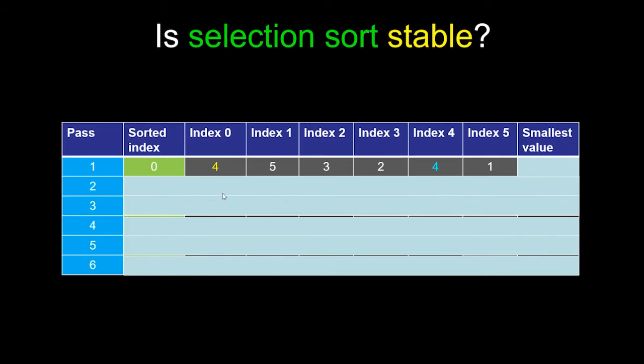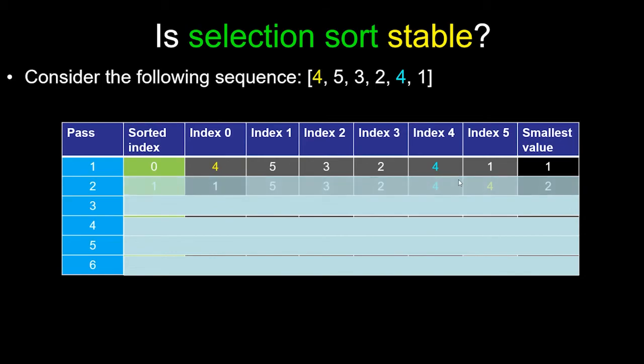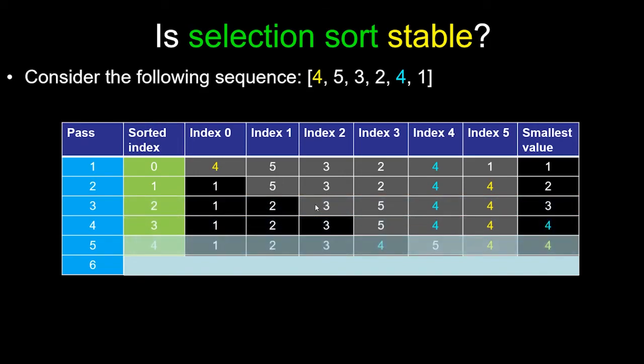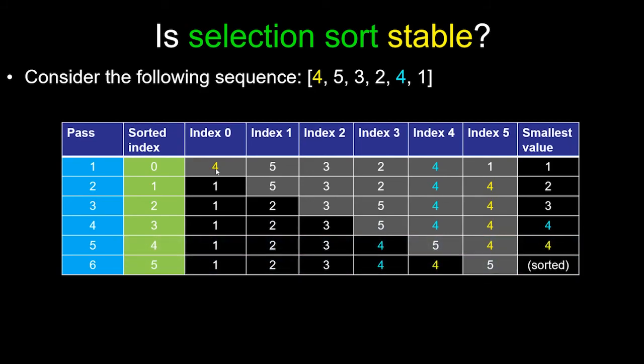Okay, if we quickly look at this one over here, let's say my list is now 4, 5, 3, 2, 4, 1. And there's a yellow 4 and a blue 4. Again, I go down this list, I look for the smallest element, which is 1. So 1 will be shifted and the yellow 4 will be shifted to the back. Now I go down this list again. Now 1 is sorted, 5, 3, 2, 4, 4. 2 is the smallest element, so 2 will be swapped with 5. And then of course we go through the whole selection process and realize that now the yellow 4 is actually behind the blue 4. So this is a non-stable process.